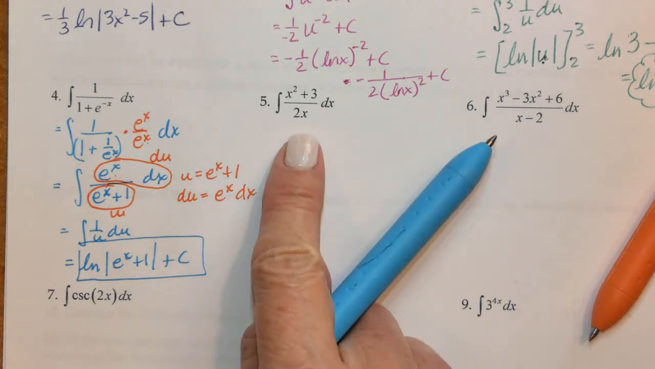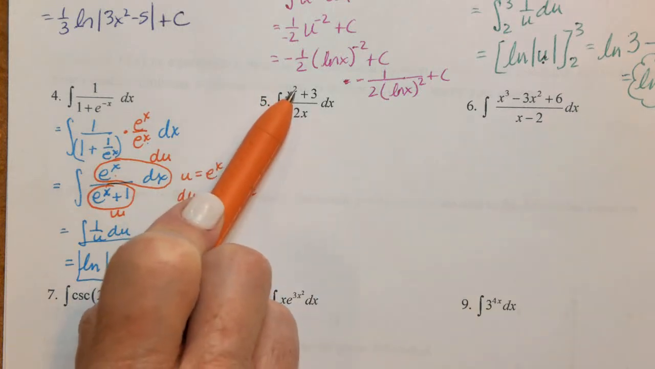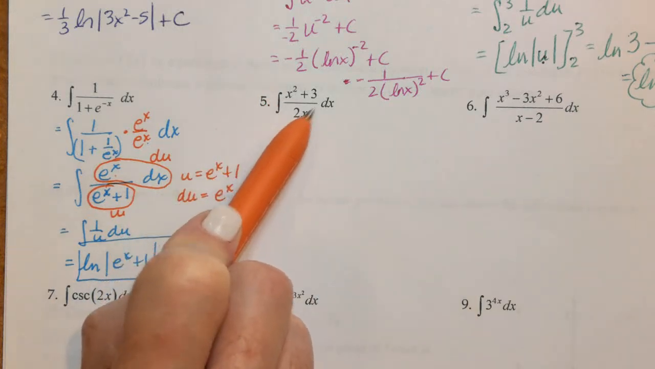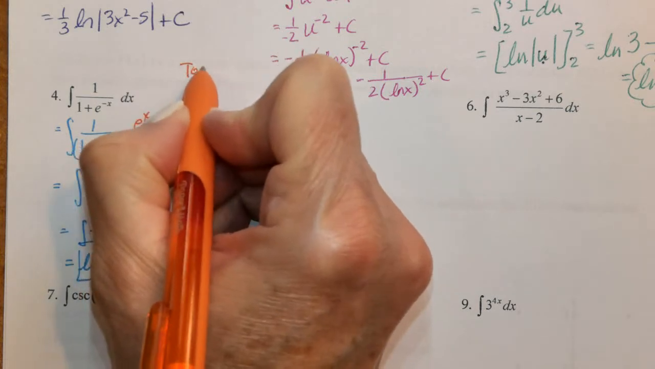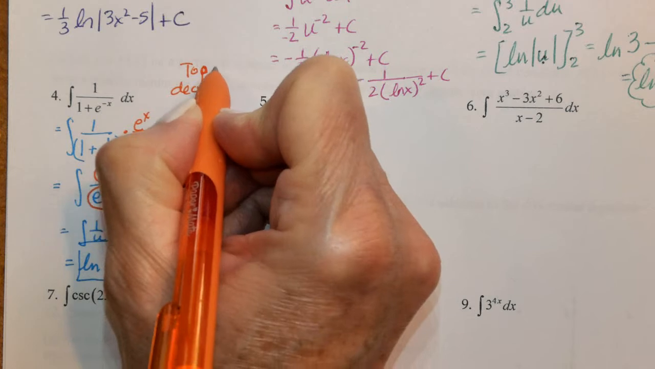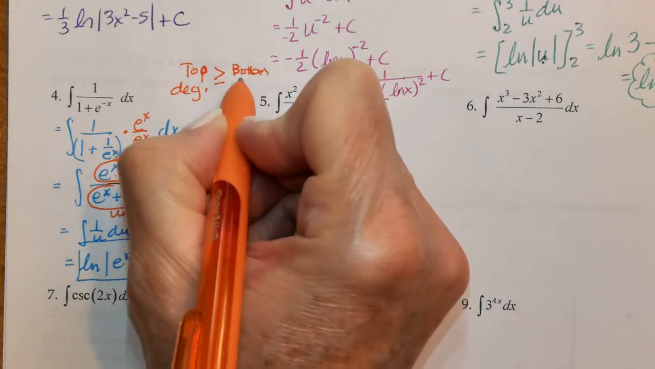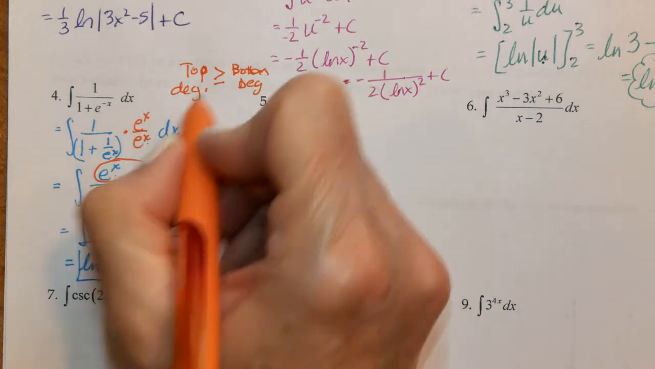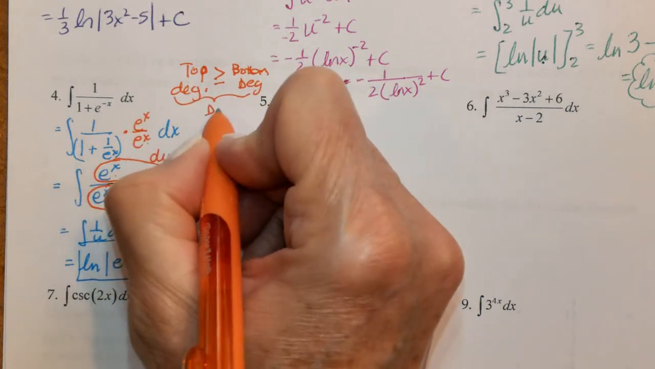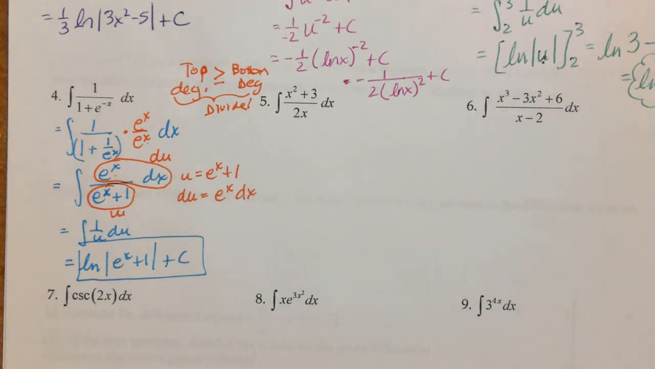All right, number 5. I'm looking at number 5, and I see a fraction. The degree of the top is 2. The degree of the bottom is 1. And when the top degree is greater than or equal to the bottom degree, we know all the time our first step is to divide. Every time. No exclusions, all right?